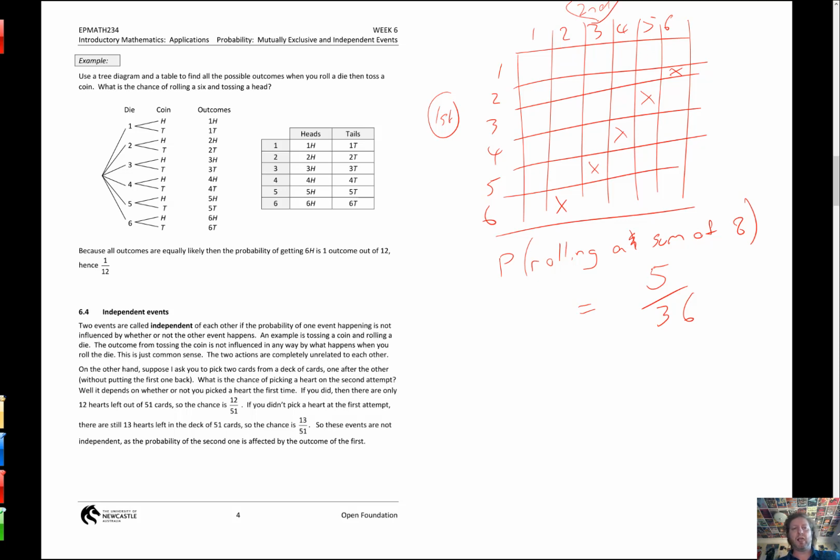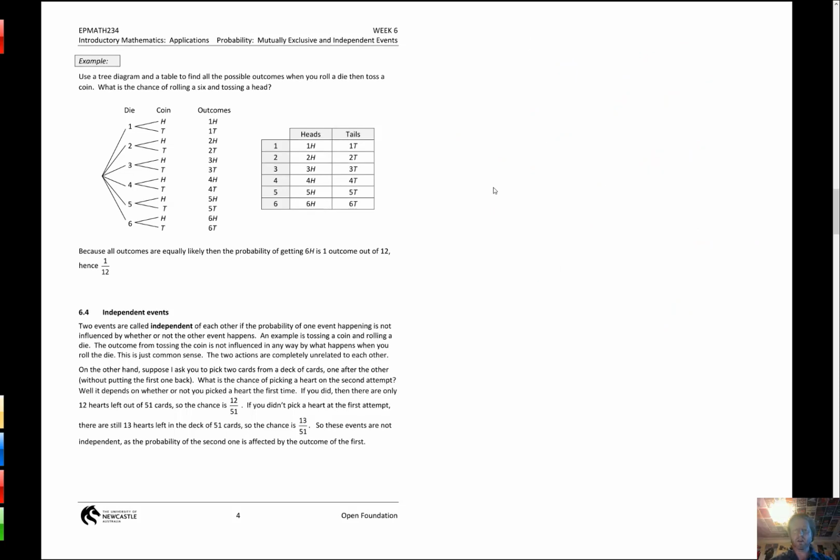Okay, tree diagram will work, but let's go back to the one that's not as bad, a die and a coin. Okay, we're back. Had a bit of a power failure there. Okay, so we just looked at 2 dice and making a table for it.